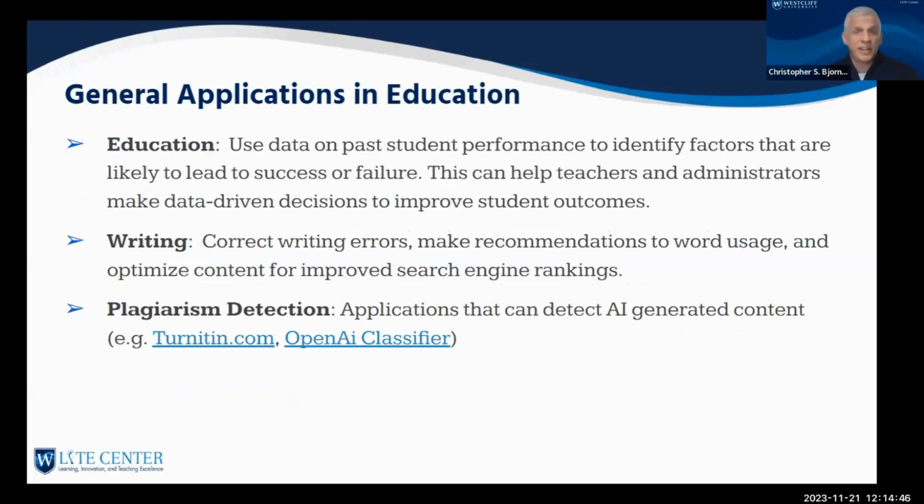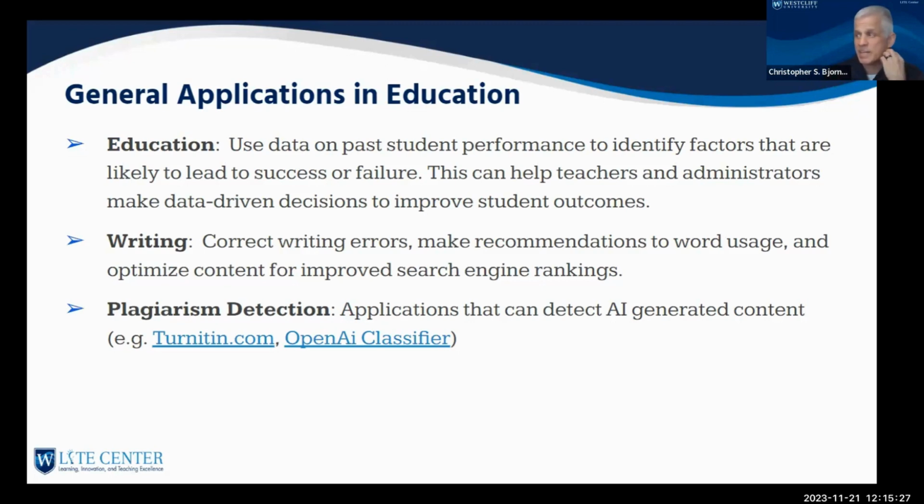Some applications within education, which are more relevant to what we do. AI uses data on past student performance to identify factors that can lead to success or failure. This can help teachers and administrators make data-driven decisions in order to improve student outcomes. And again, I just wanted to point out that all of these applications have really helped. They've reduced the amount of time it would take us to do something like this. And it allows us to do it pretty quickly, right? And with ease. So that's why they're so interesting and helpful in many ways.